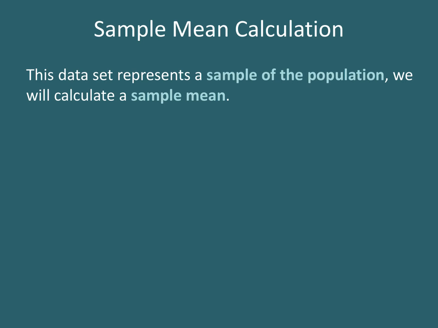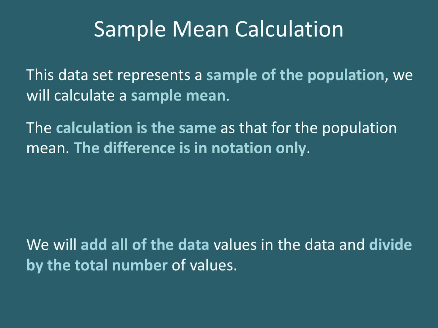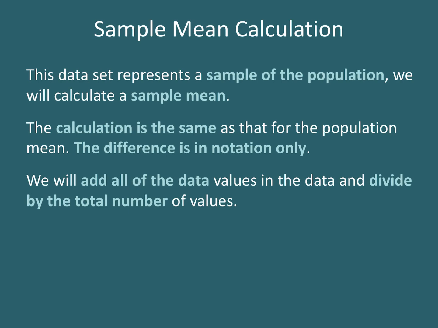This data set represents a sample of the population, so we are going to calculate the sample mean. Again, it's the same calculation as that for population mean, but the difference is in the notation only. Let's add up all the data values, then divide by the total number of values, in this case 30.